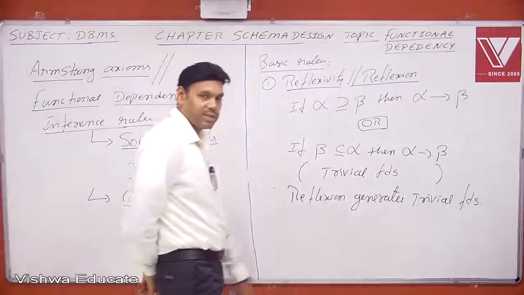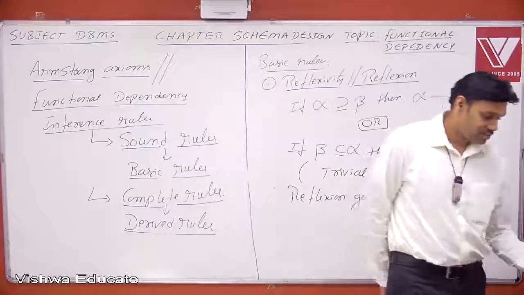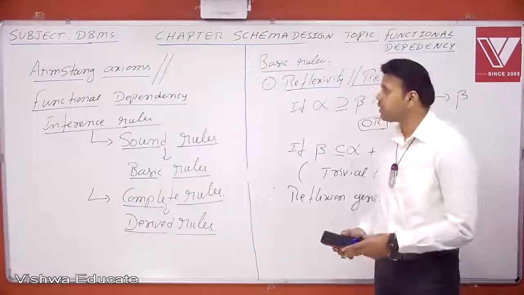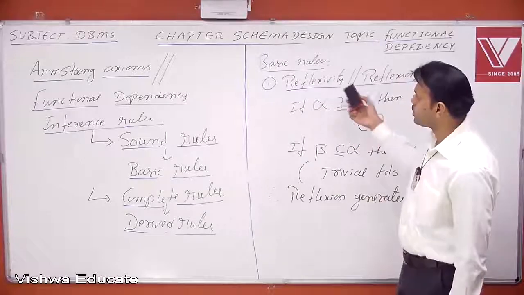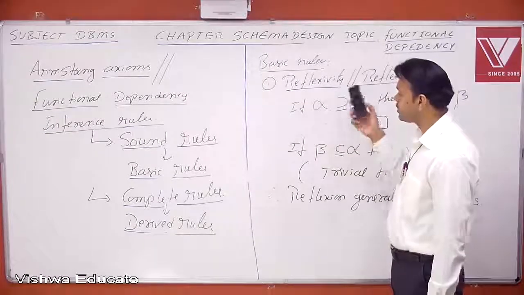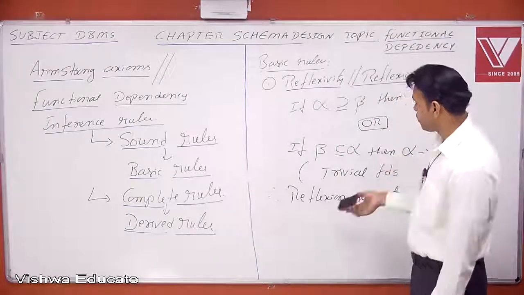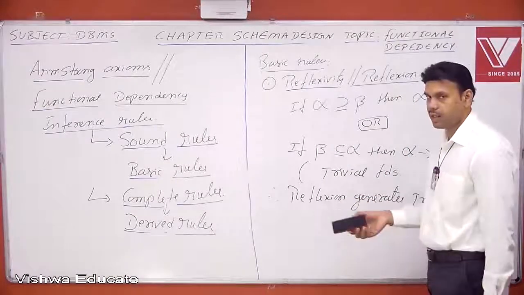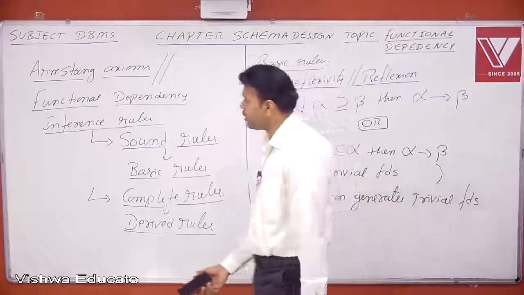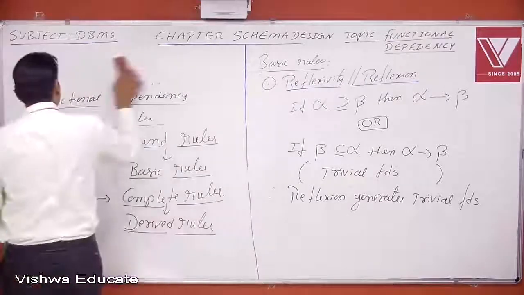Okay, guys. You understood very clearly, I hope so. What is the first basic rule? That is reflection. Reflection only generates always what? Trivial FDs.